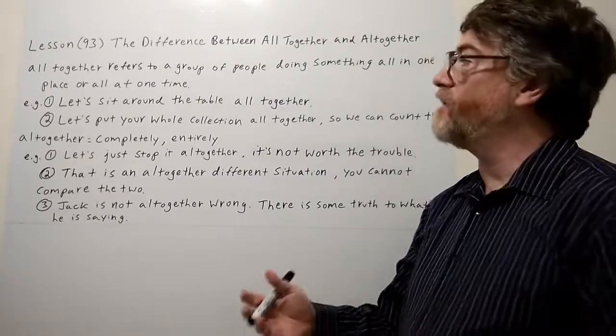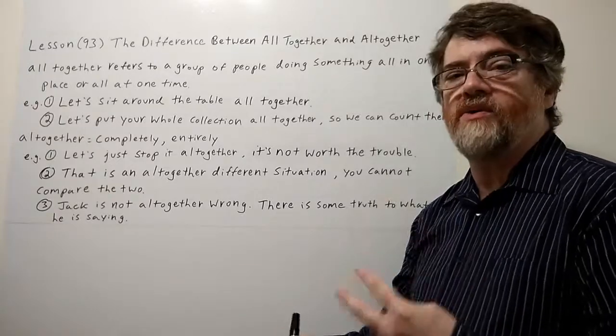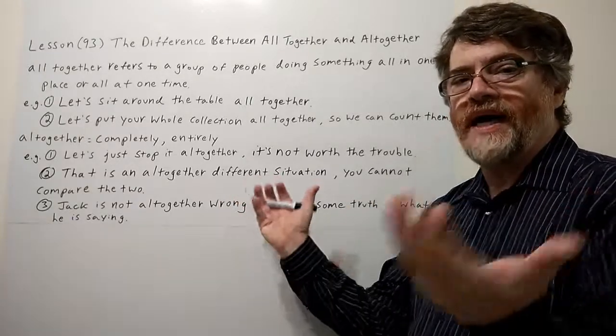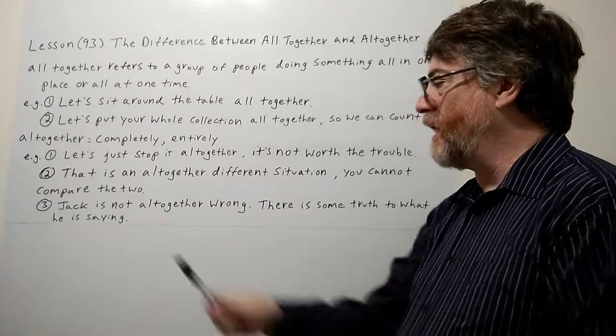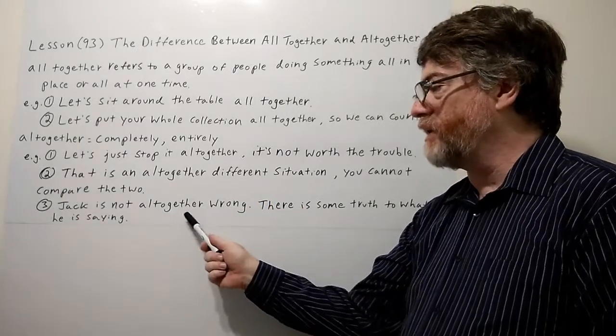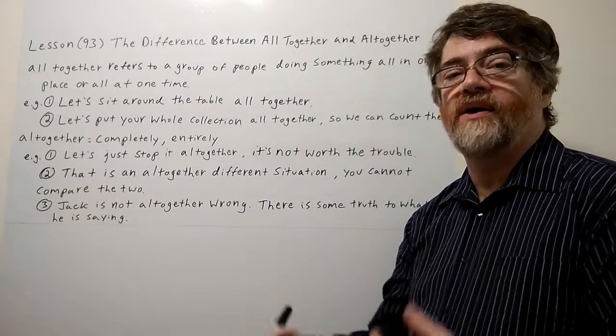Okay, I hope that clarifies. It's pretty simple. All together as two words means bring together as a group, all in one place, all at one time. Altogether as a single word basically means completely or entirely.